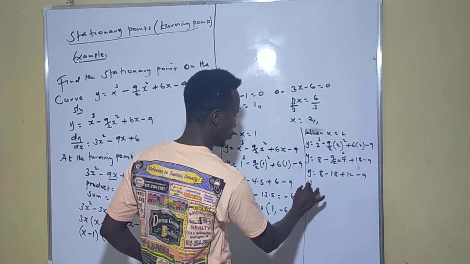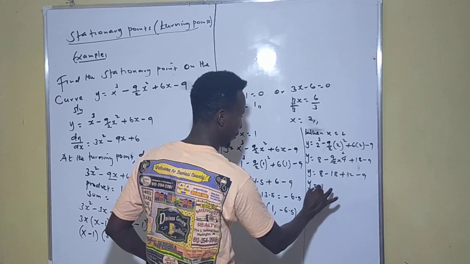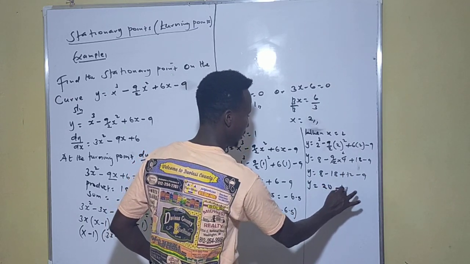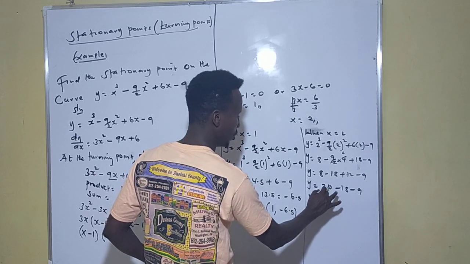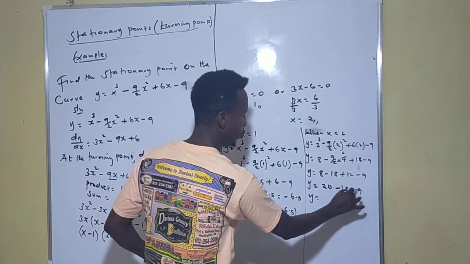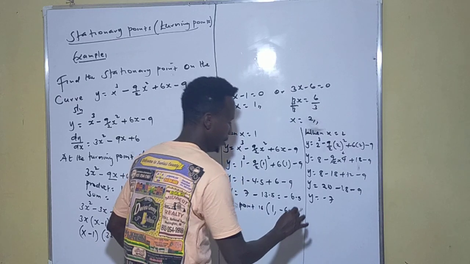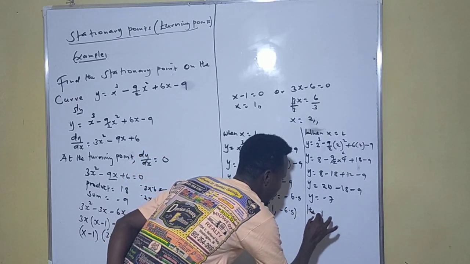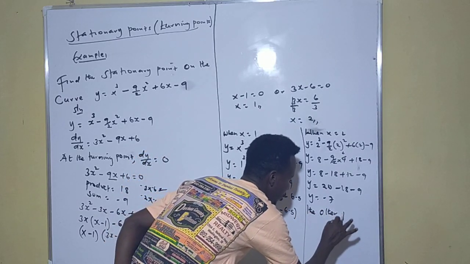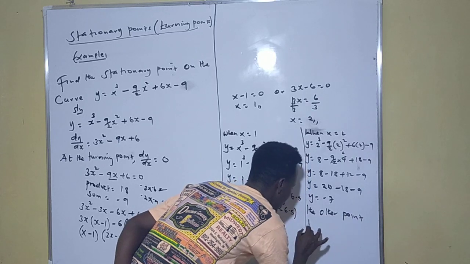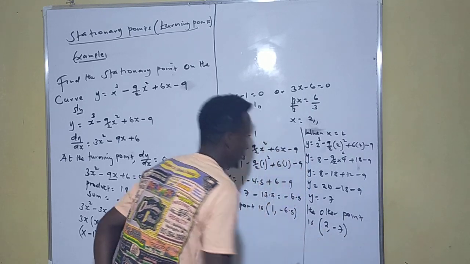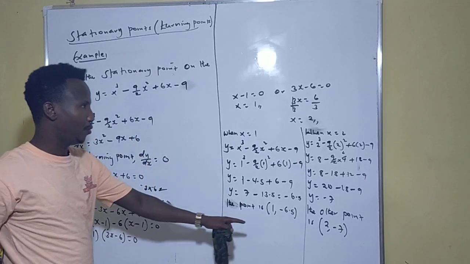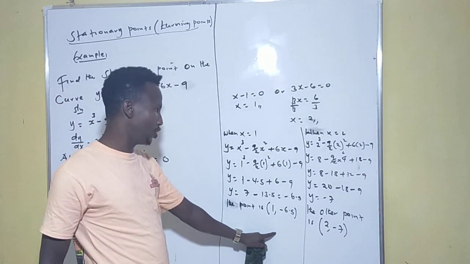So this will be how much? y is equal to, add 8 plus 12, minus 18 minus 9. So y is equal to 20 minus 18 is 2. 2 minus 9, negative 7. So the other point is, open the bracket, 2 comma negative 7. So these are the stationary points.